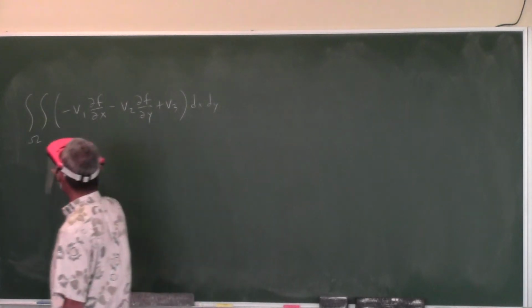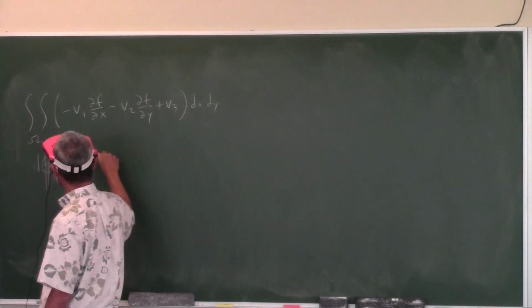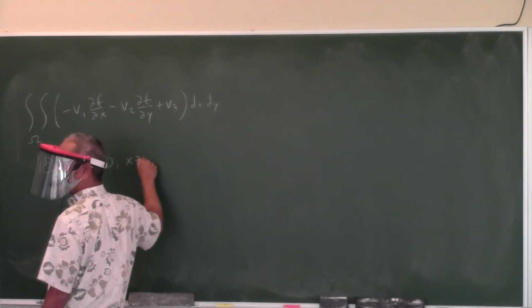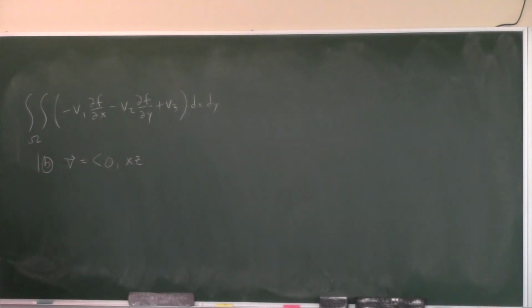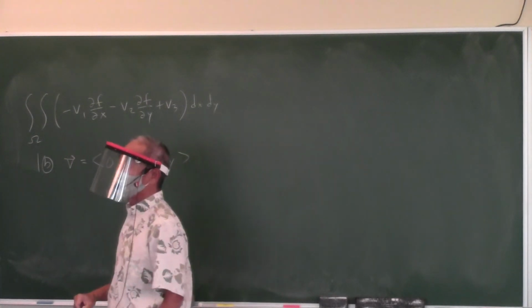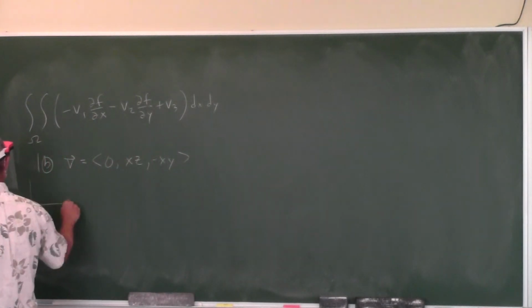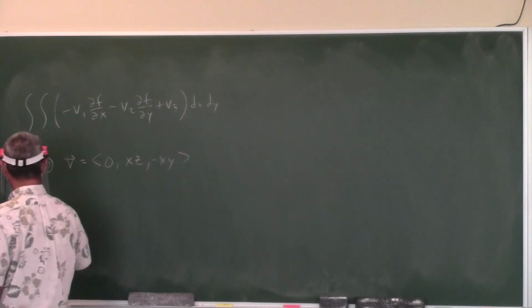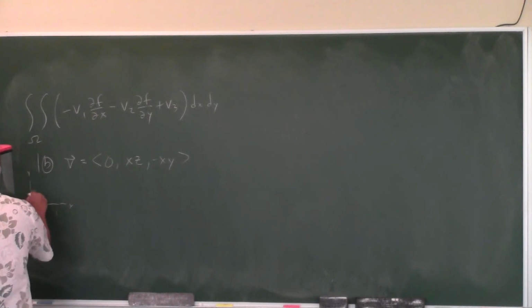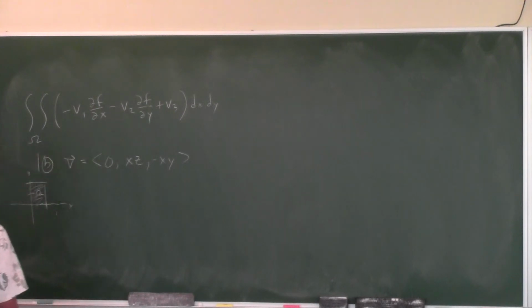Okay, so in problem 1B, the vector field is, can somebody read it for me? 0, xz, minus xy. And then omega, look at that simple omega right there. x goes from 0 to 1, and y goes from 0 to 2. So this is your omega right there. That's easy, but we'll do it.